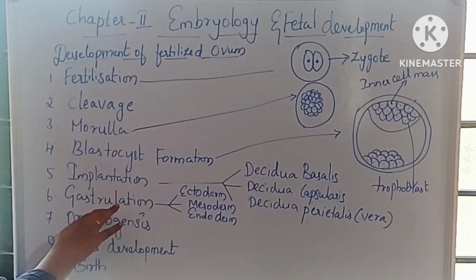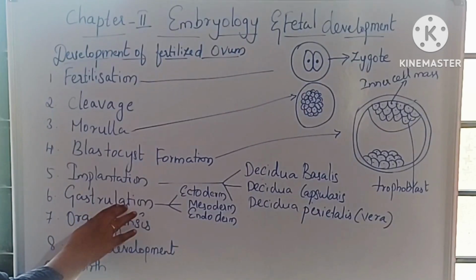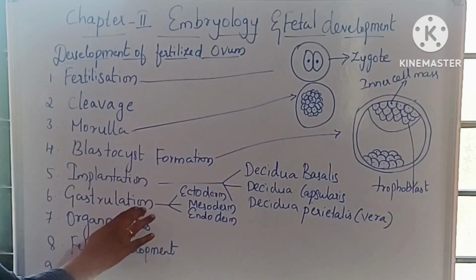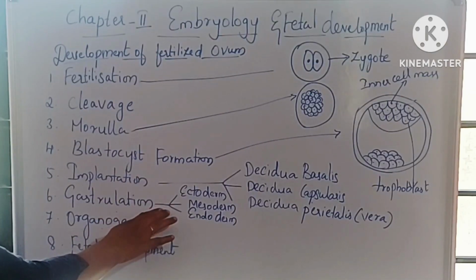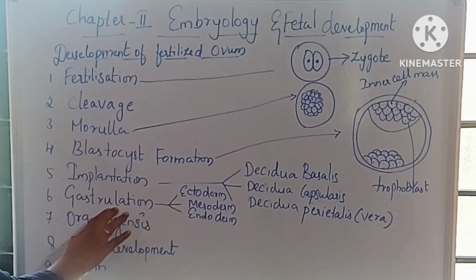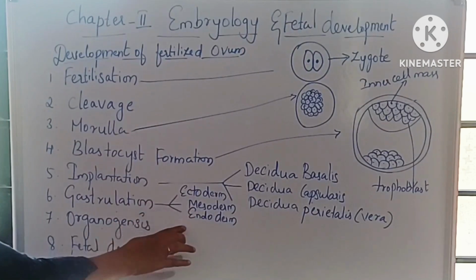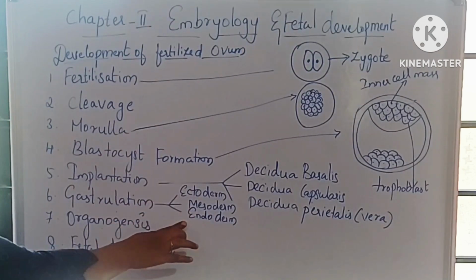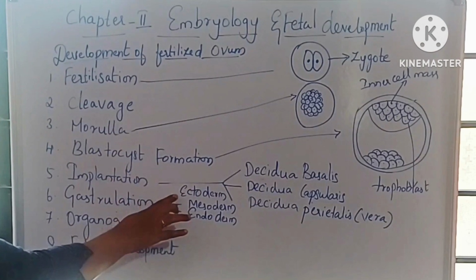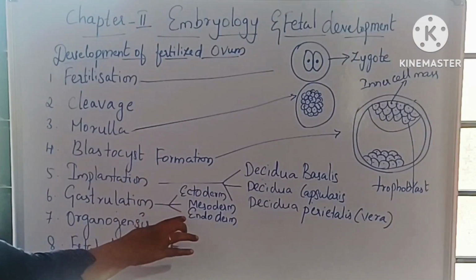Next, gastrulation. Gastrulation is a process by which the blastocyst is converted into a trilaminar embryo by forming 3 germ layers. That is called gastrulation. The 3 germ layers: ectoderm, mesoderm, endoderm. Ectoderm is the outer, mesoderm is the middle layer, endoderm is the inner.